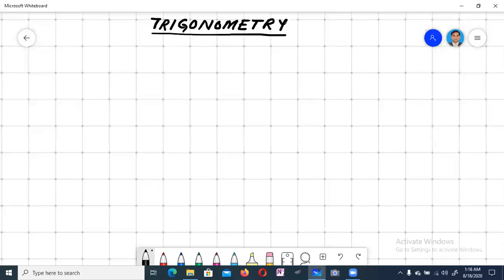Today we are going to start the new chapter, that is trigonometry. Trigonometry. Tri means 3, and metry means measurement. Measurement of three-sided diagram. And you know the three-sided diagram is triangle.